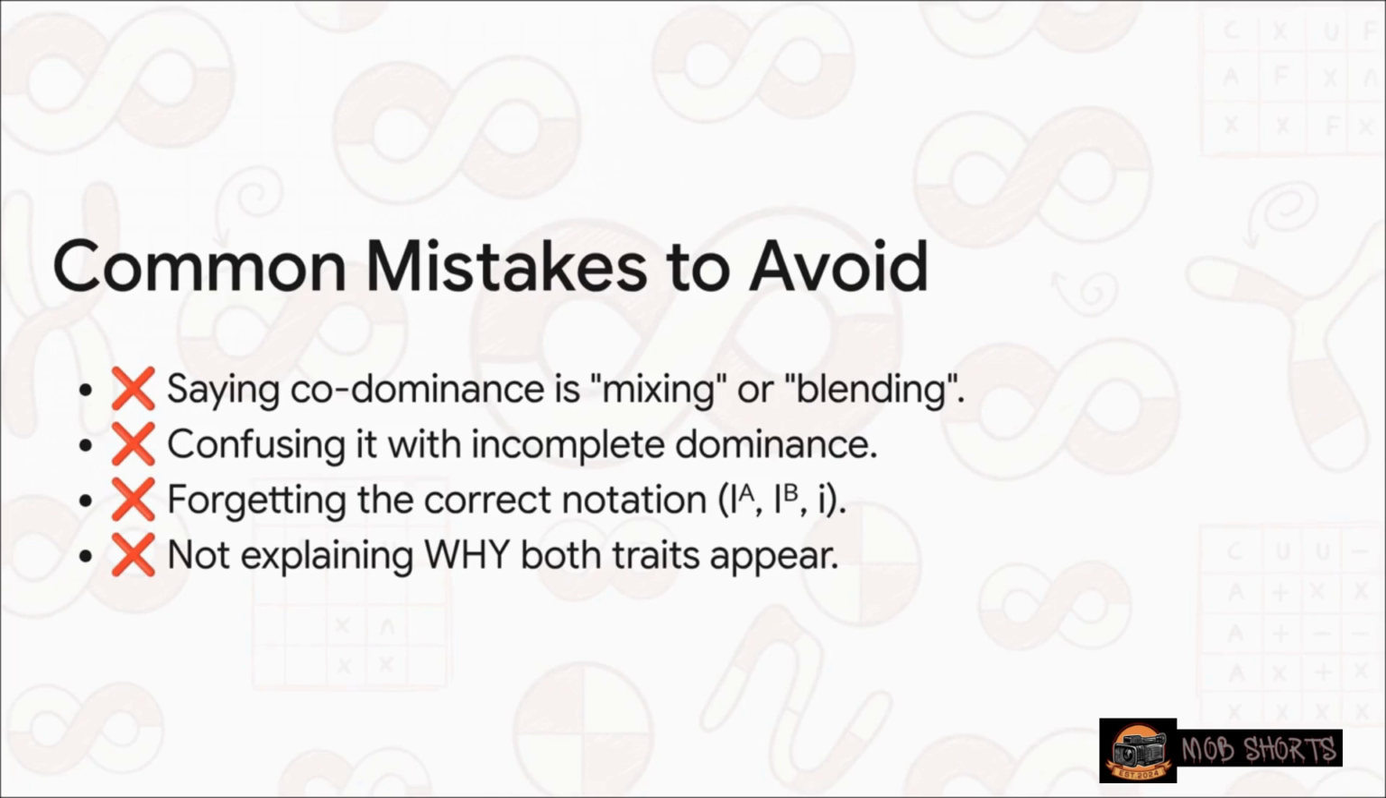Mistake number 2, confusing the 2 terms. Remember, codominance is like coworkers. They both show up. Incomplete is like a smoothie. It blends. Also a big one, people forget to use the proper IA, IB, little i notation. You have to use it. And finally, don't just say it's codominant. Explain why, because both traits show up.